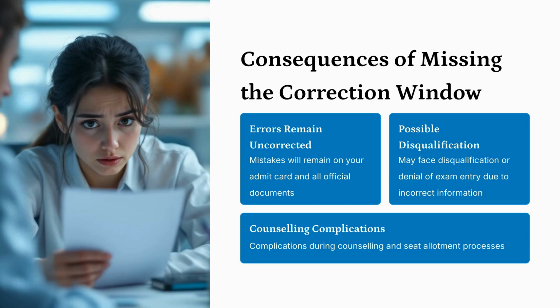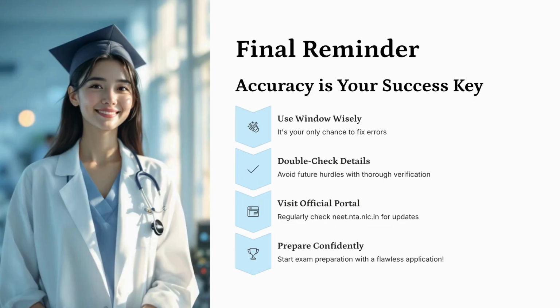If you miss the correction window, the errors in your form will remain unchanged. These mistakes will appear on your admit card and official documents. In some cases, incorrect details may even lead to disqualification or denial of exam entry. You may also face complications during counseling and seat allotment. Remember, no correction requests will be accepted after the deadline. The correction window is your only opportunity to fix errors in your application.